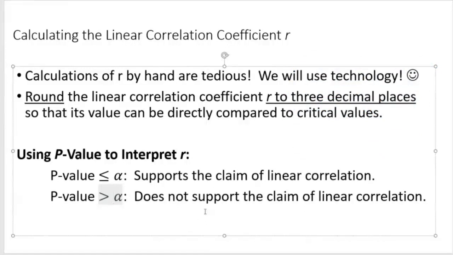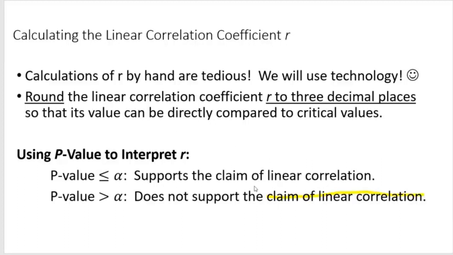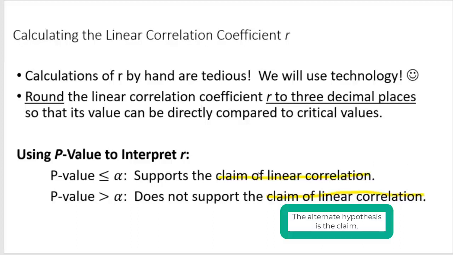Now, what is the claim? Because I didn't mention that earlier. I did tell you what the hypothesis always is, but notice it does say here that the claim is linear correlation. So our claim is going to be that it has linear correlation.